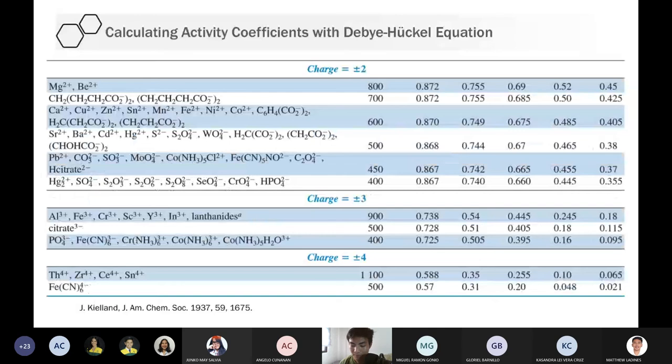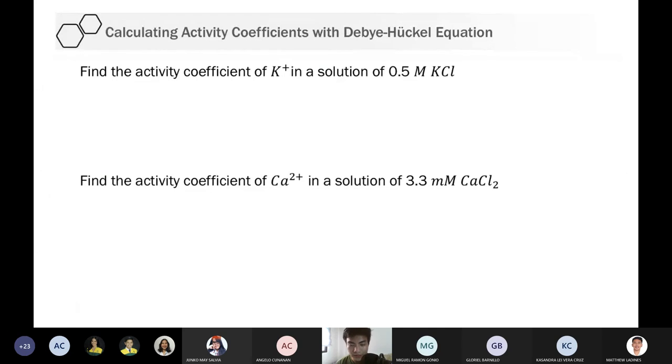Okay. So let's apply this new concept. Find the activity coefficient of K+. Oh, ito, typo ko to. Sorry for that. 0.05 molar KCl yan. Last year ko pa yan, hindi na i-edit. So find the activity coefficient of K+ in 0.05 molar KCl.